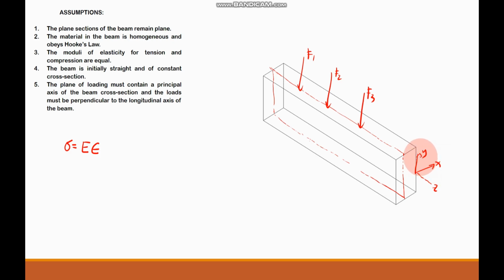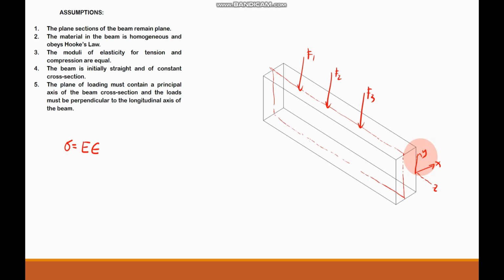So, next, we will also consider that the change of cross-sectional area or the dimension is negligible. As the assumption number 4 states that the beam is initially straight and of constant cross-section, any change of cross-sectional area or dimension is negligible. And then the deformations due to the vertical shear force are negligible also in the slender beams compared to deformations caused by bending. So, initially, straight yung ating beam.